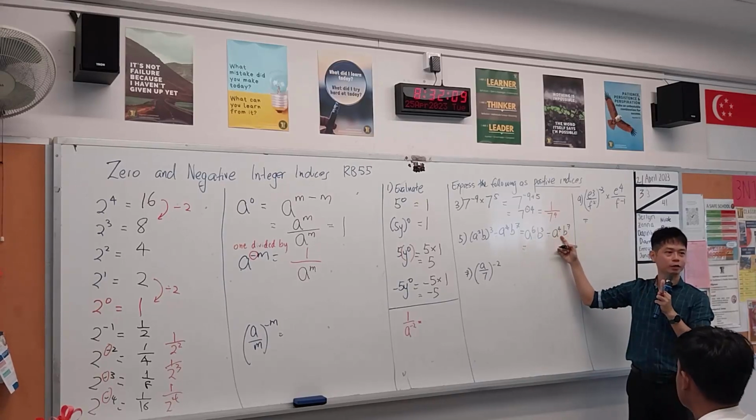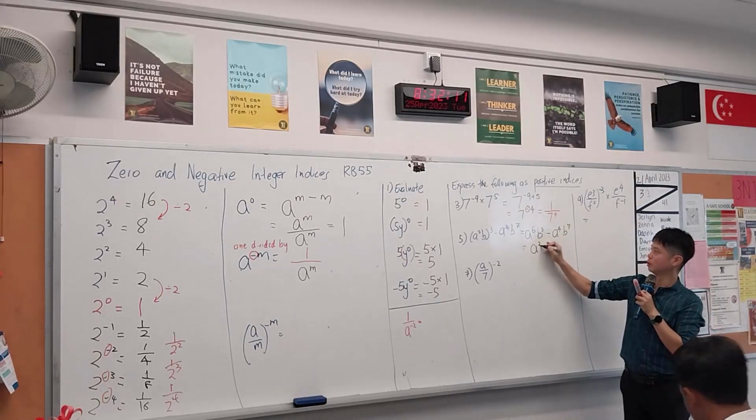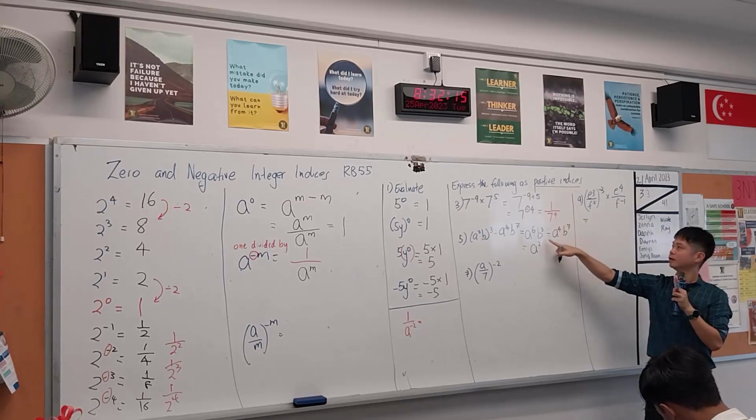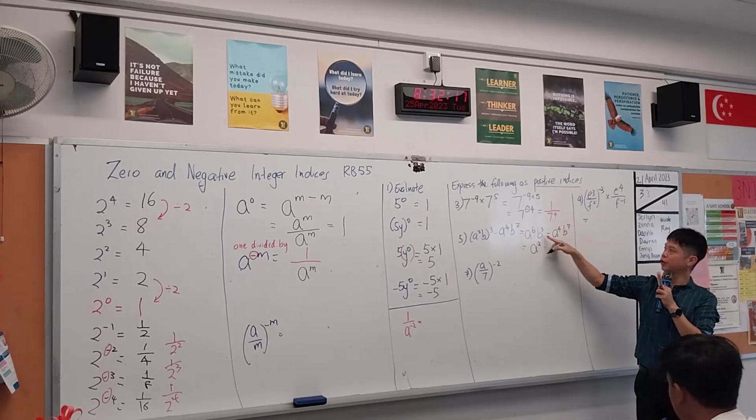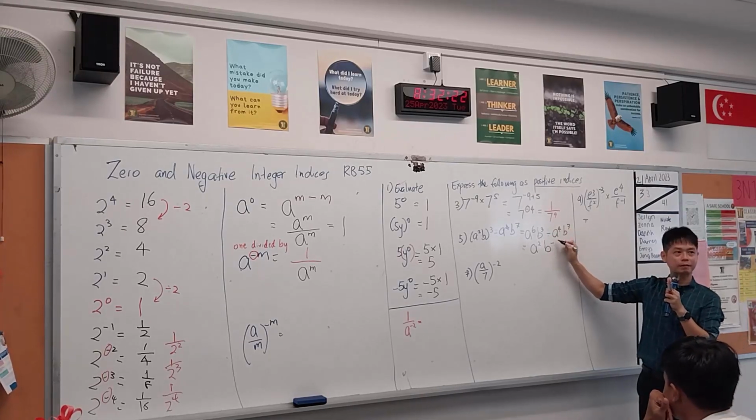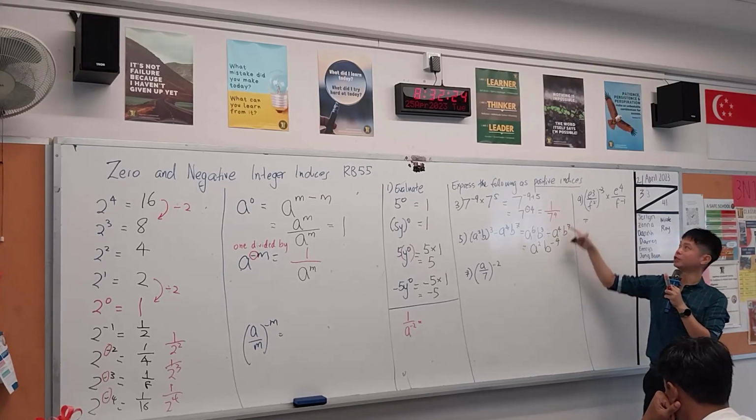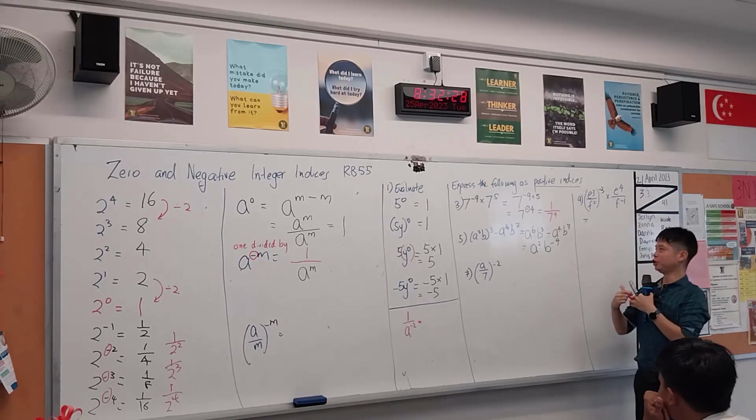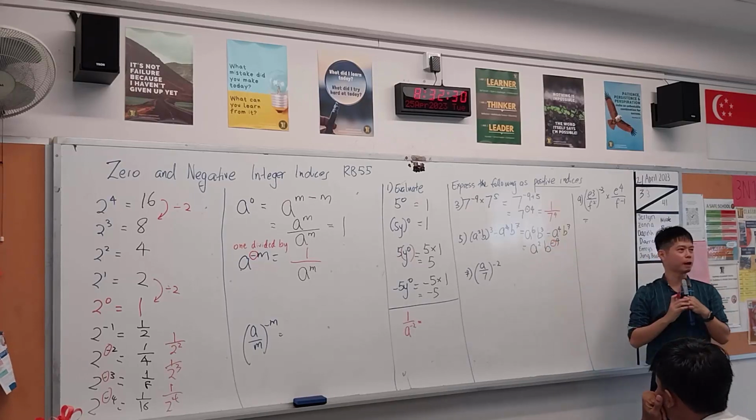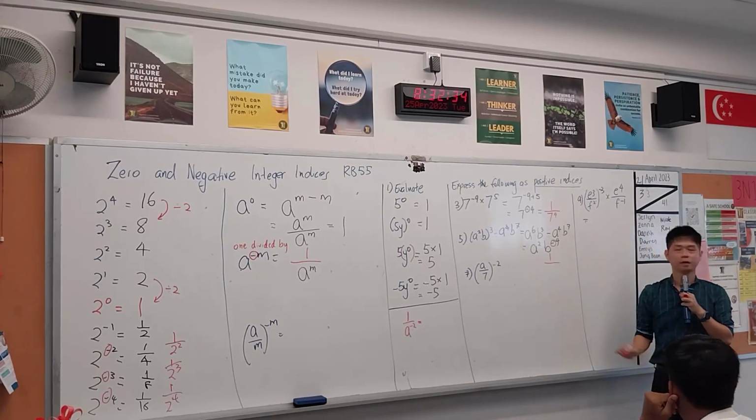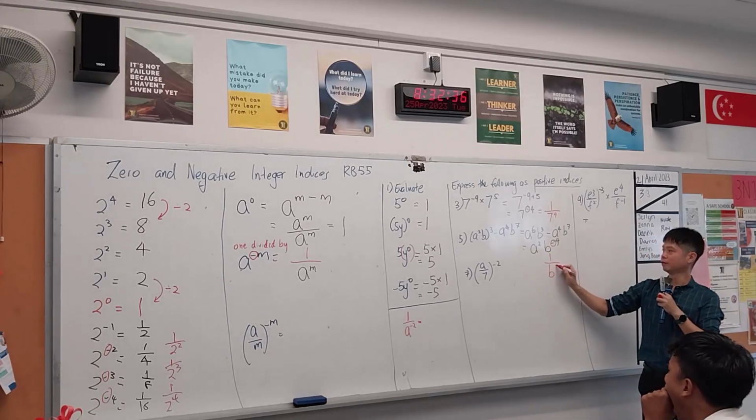6 minus 4, 2. Okay, what about the B? The B will be the one that has a bit of a problem. 3 minus 7. Are you following? 3 minus 7 is negative 4, right? But the question says I want it in positive index. So I need to change the minus power to become 1 over B power 4.